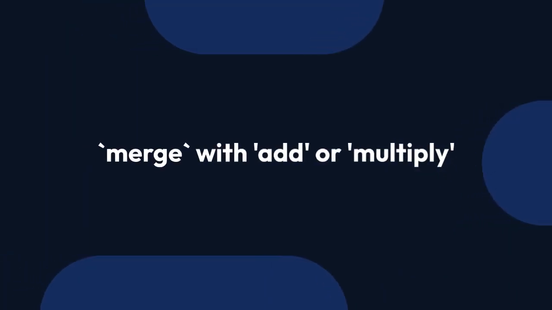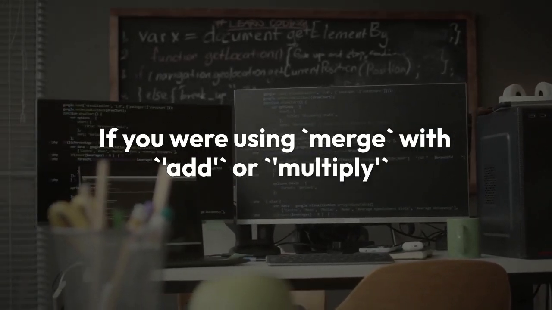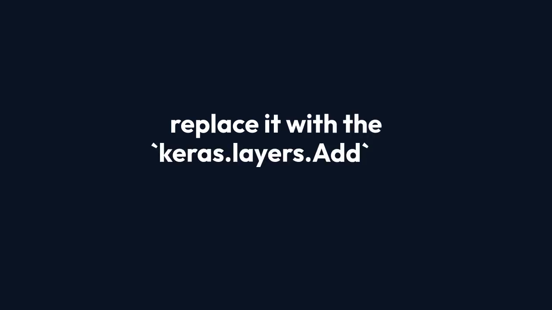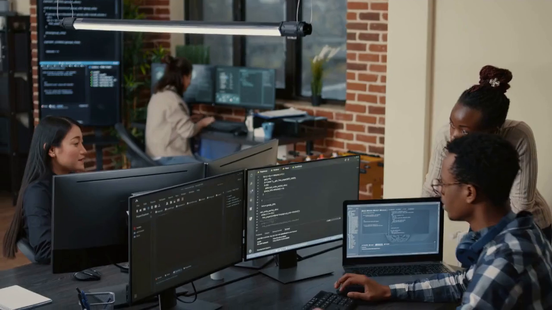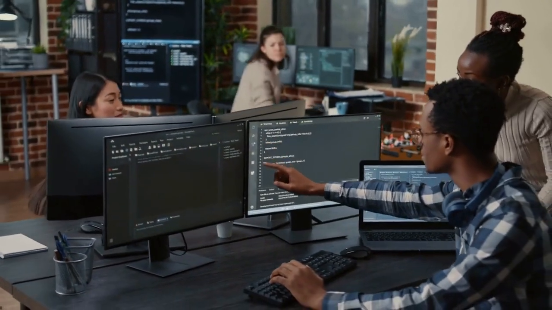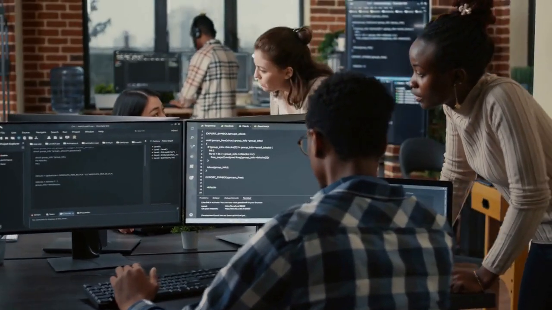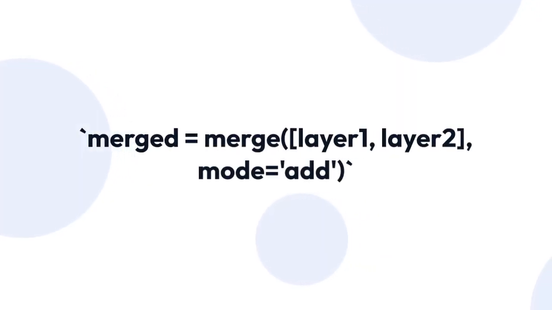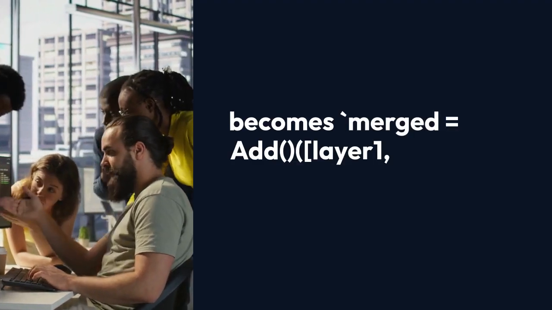Merge with add or multiply. If you are using merge with add or multiply, replace it with the keras.layers.Add or keras.layers.multiply layer. These are now layers, not functions, so you'll use them by instantiating them and calling them as layers. For example, merged = merge([layer1, layer2], mode='add') becomes merged = Add()([layer1, layer2]).